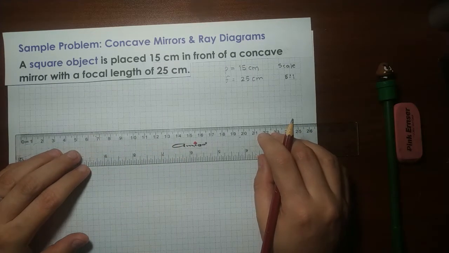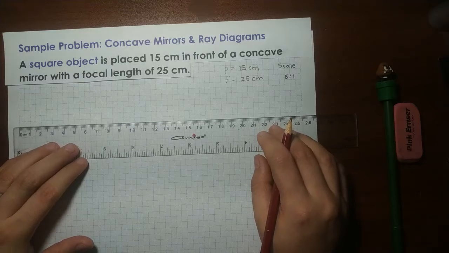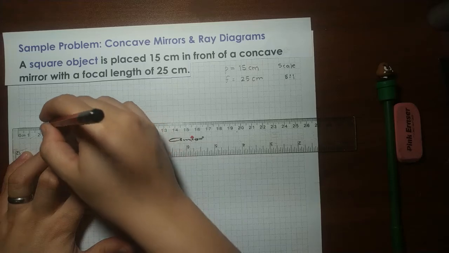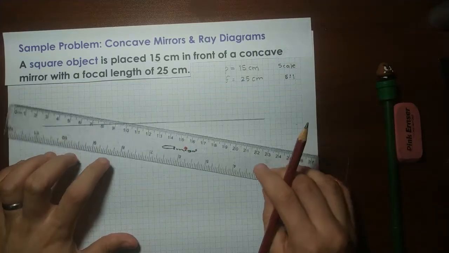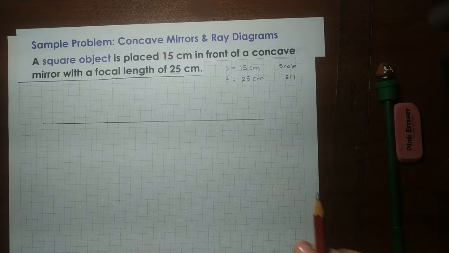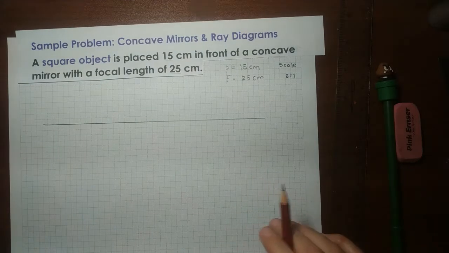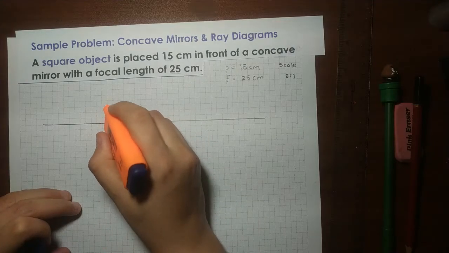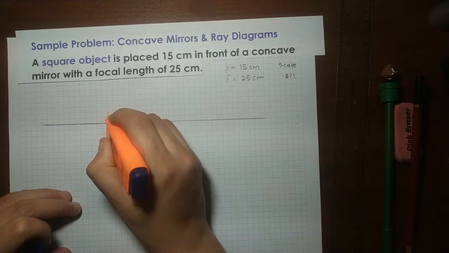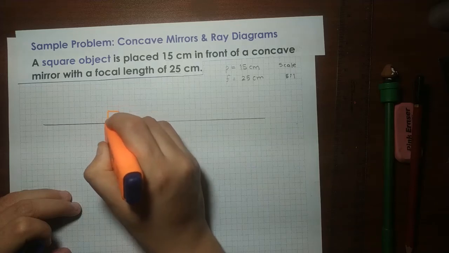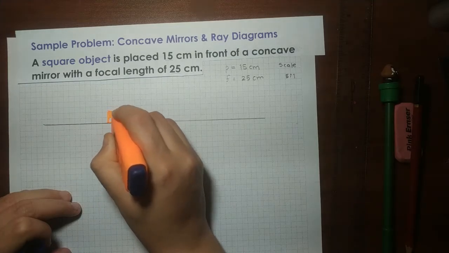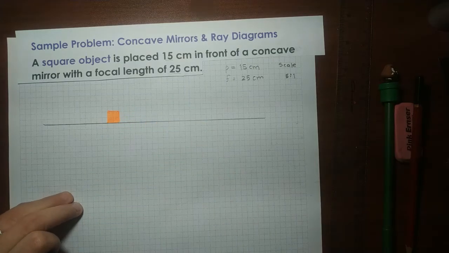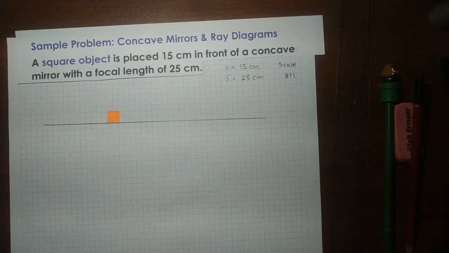Now, I always draw first my axis. That's just a horizontal line in which I will draw my object. As we are talking about a square object, well, I will draw it right here. Okay, that is my object.